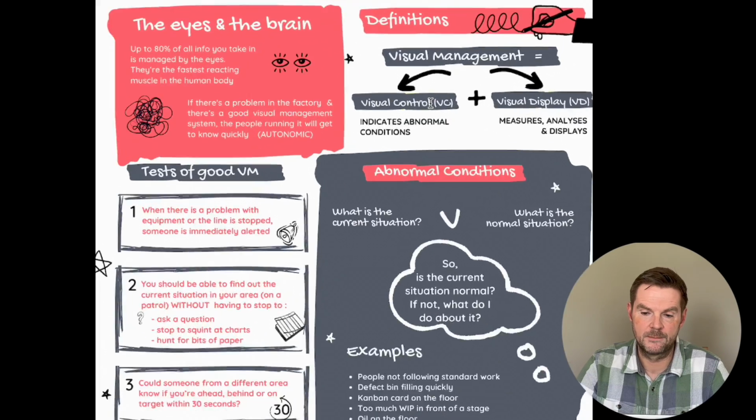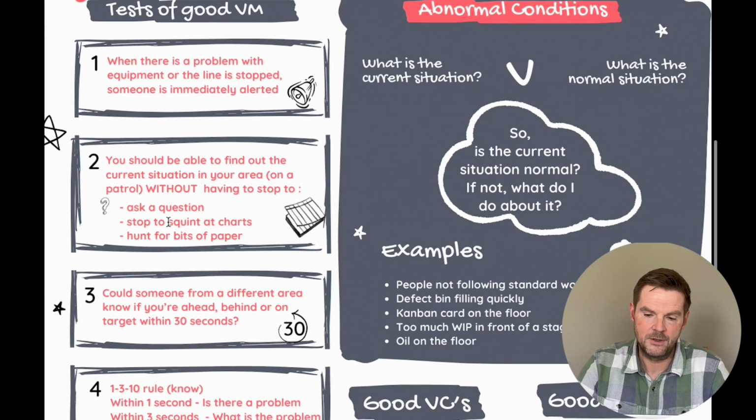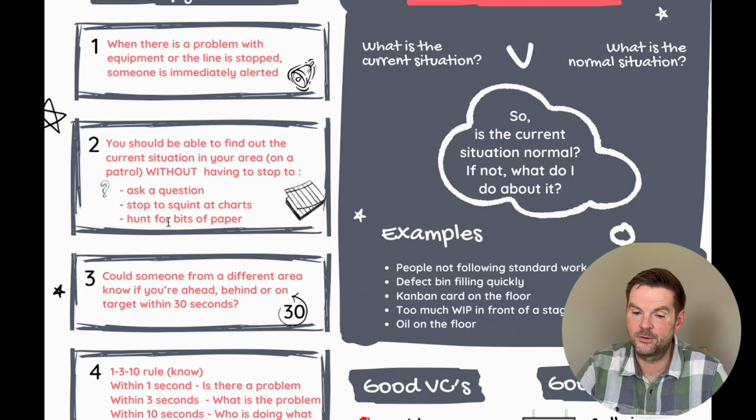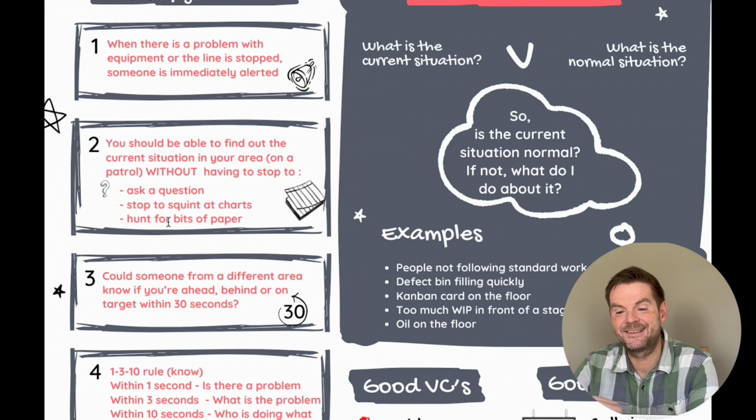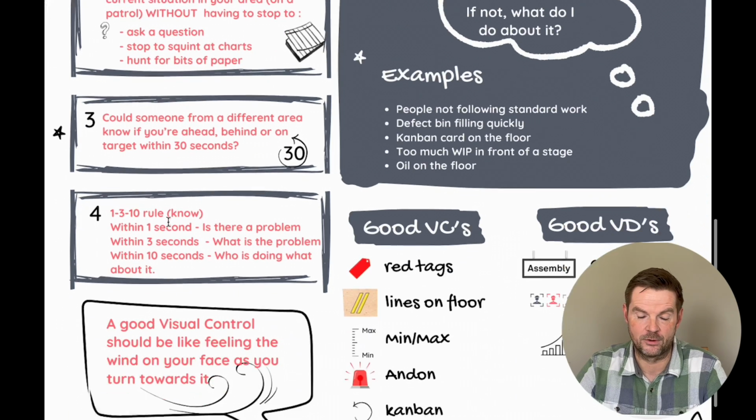Back onto the infographic. If I zoom in here, having been through visual control and visual display, I just want to mention a couple of other things. One of them is number 2 on the tests of visual management. You should be able to find out the current situation in your area on a patrol without having to stop. Now this would be a 10-minute patrol of your patch. You walk around, you've not got to ask a question of anybody, stop to squint at charts or tables on the wall, or hunt for bits of paper. If those 3 things are in place and without breaking step you can get around your section and know what you have to deal with, you're pretty good on your visual control.